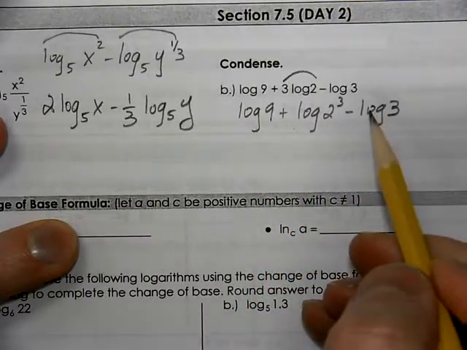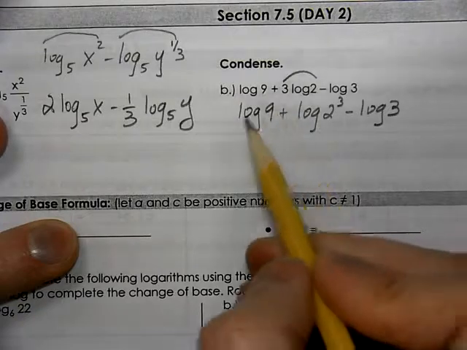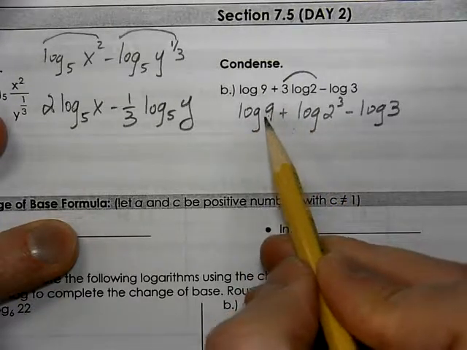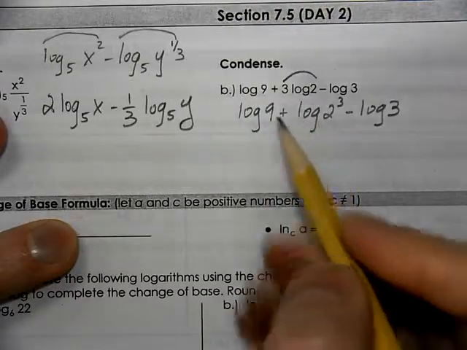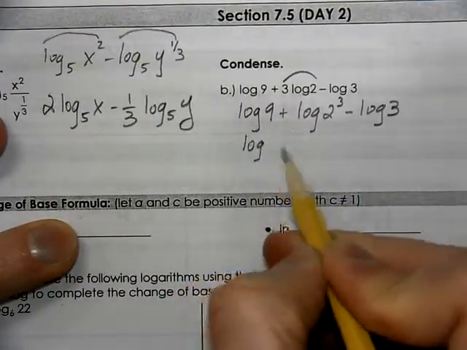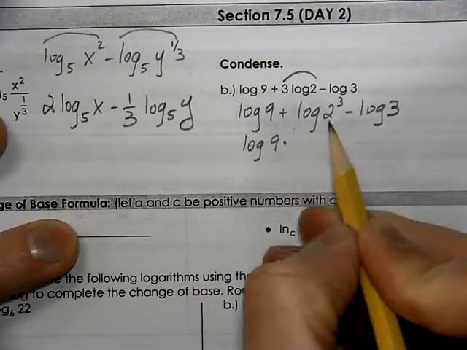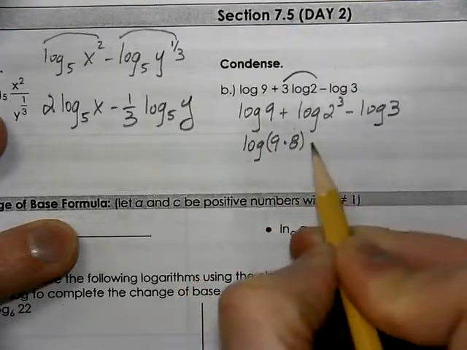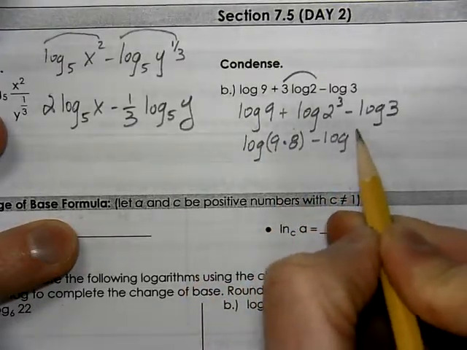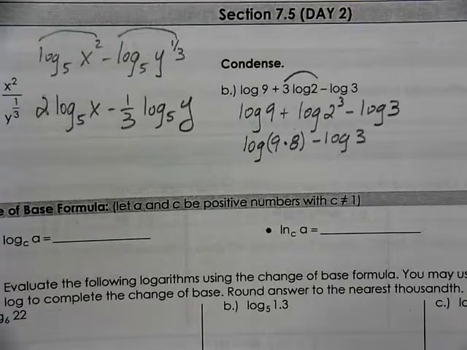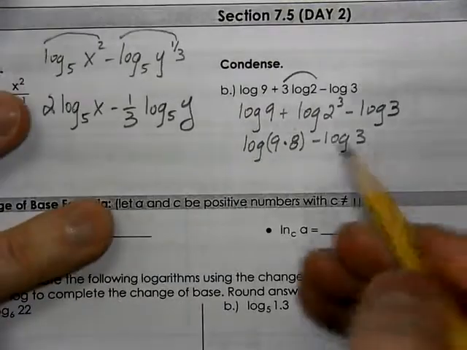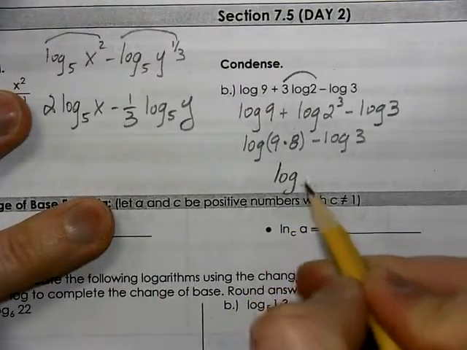So because they all have the same base, we can use these properties that we've talked about. We're going to combine or condense these two logs together. 2 to the 3rd power is 8. Now that we have the 3 sitting out there minus log of 3, because again the bases are the same, we can combine. So we're going to get the log.